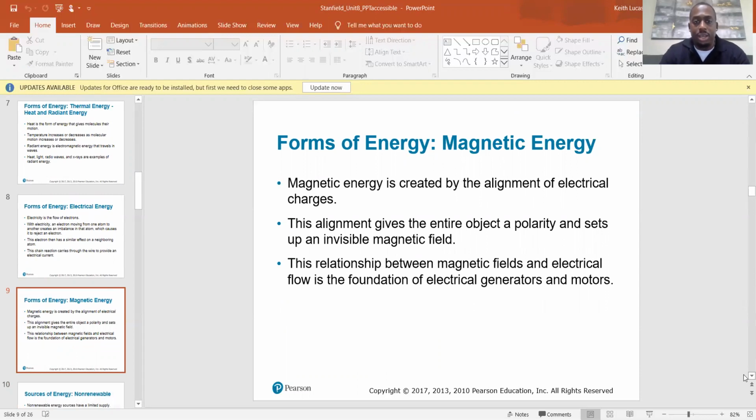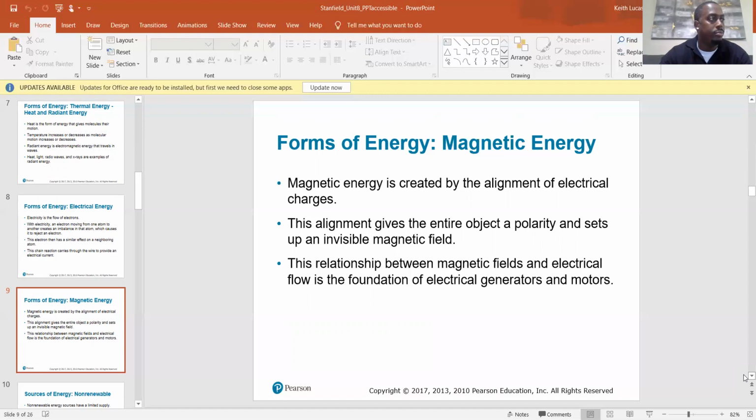Magnetic energy. Magnetic energy is created by the alignment of electrical charges. This alignment gives the entire object a polarity and sets up an invisible magnetic field. This relationship between magnetic fields and electrical flow is the foundation of electrical generators and motors.